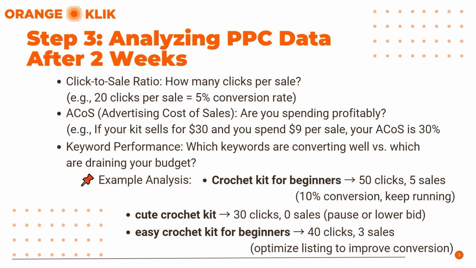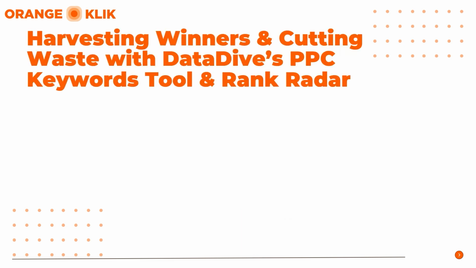The next steps could be to increase bids on high-performing keywords and reduce or pause underperforming ones to maximize ad efficiency. This structured approach ensures a strong, data-driven launch for your beginner crochet kit on Amazon. As for the keyword optimization strategy, which means harvesting winners and cutting waste with DataDive's PPC keyword tool and Rank Radar. After running your PPC campaigns for about 2 weeks, you should have enough data to determine which keywords are driving sales and which ones are draining your budget. Instead of manually analyzing performance reports, DataDive's PPC Keywords tool and Rank Radar provide powerful insights to help you optimize your campaigns efficiently and track ranking improvements in real time.